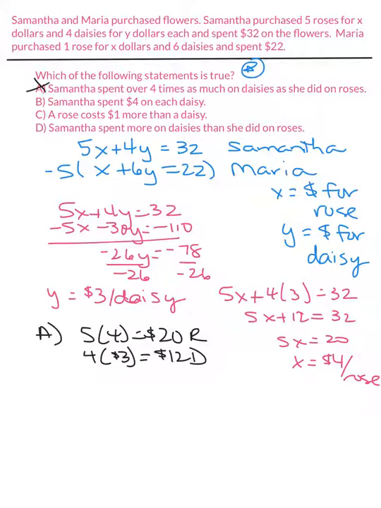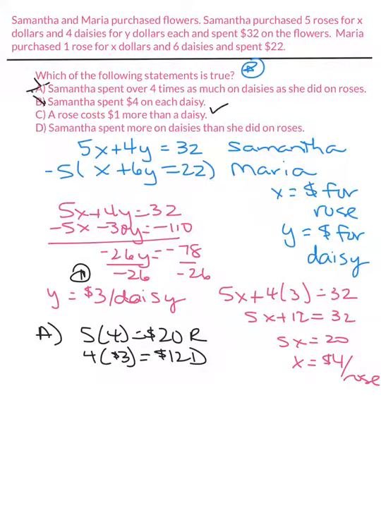Letter B says Samantha spent $4 on each daisy. Well, that's not true because we know that the daisies have a price of $3. And actually, both girls spent the same amount for their flowers. There weren't different prices for each girl. So we know that B is not correct. And let's look at letter C. It says a rose costs $1 more than a daisy. Well, a rose costs $4 and a daisy costs $3. So that's true. So we're not going to cross that one off.